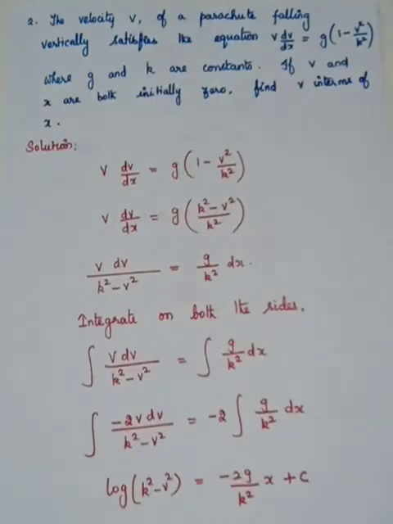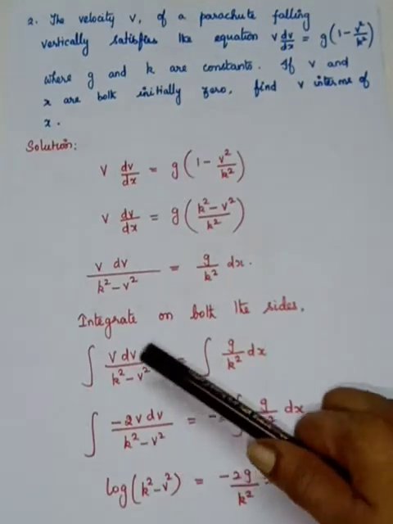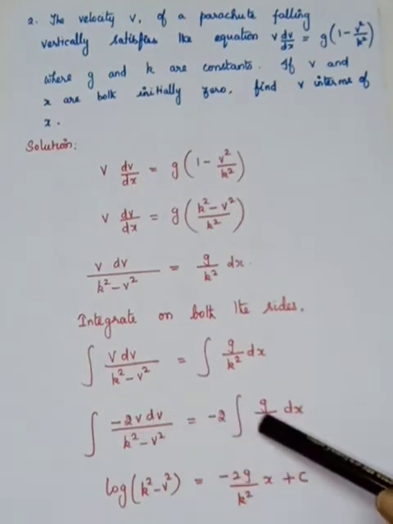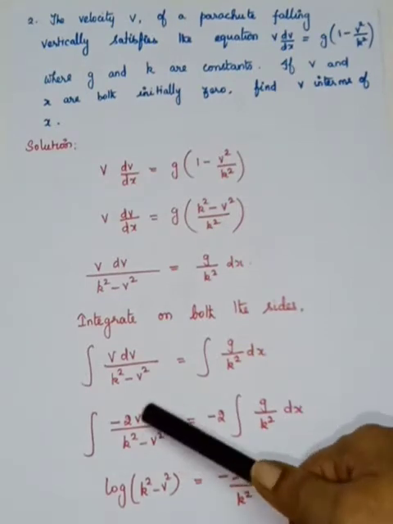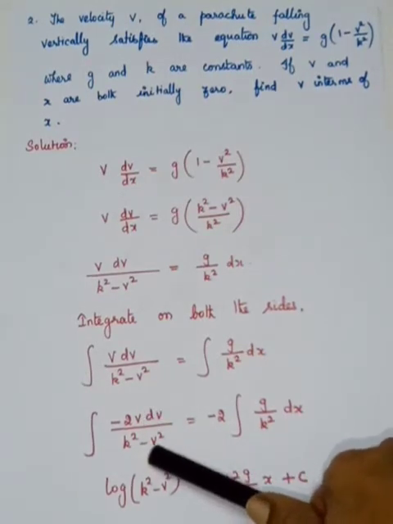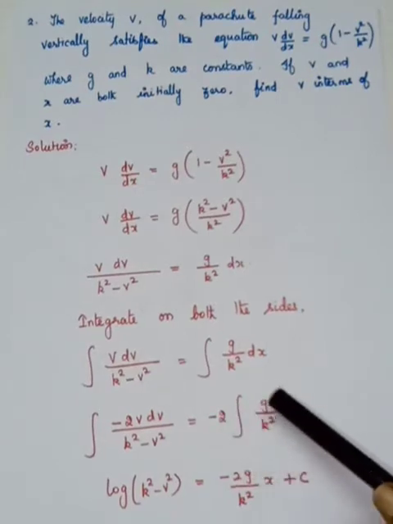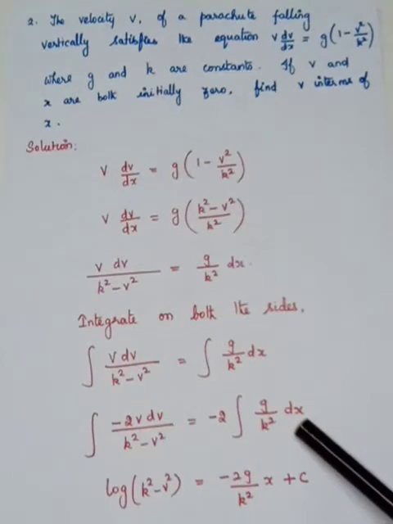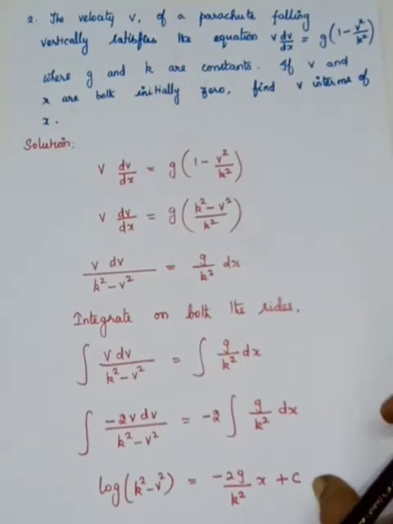So here the differentiation of k squared minus v squared is minus 2v, but v alone is there, so we need minus 2, so we multiply by minus 2 on both the sides. So here also it is multiplied. So now it is in the form of f dash of x by f of x. So if we integrate, the answer is log of f of x. So your f of x is k squared minus v squared, and minus 2, what is a constant? g by k squared is a constant. Here what is remaining? Integral dx. If you integrate dx, that is x plus c.